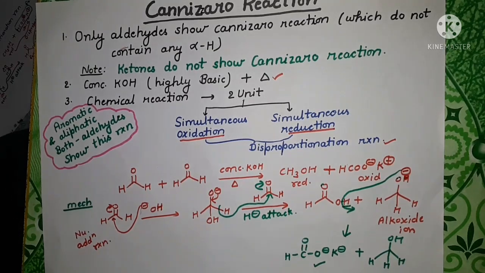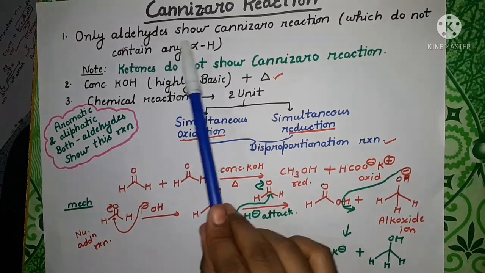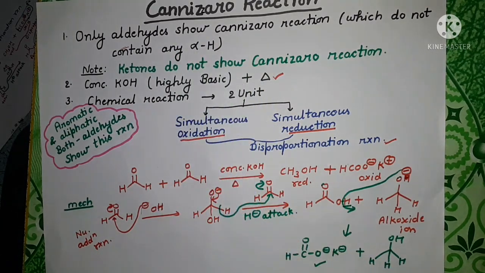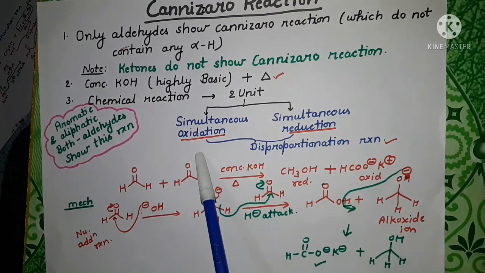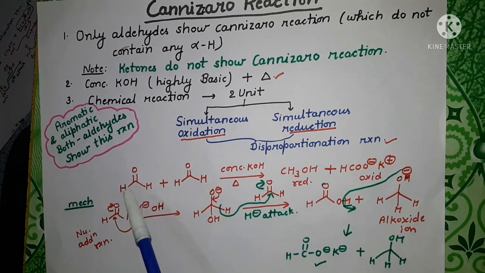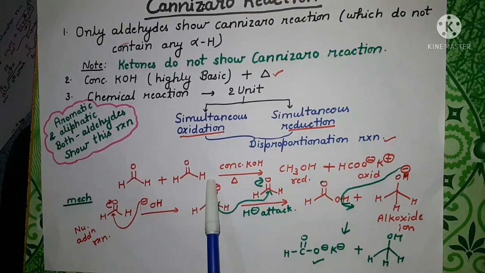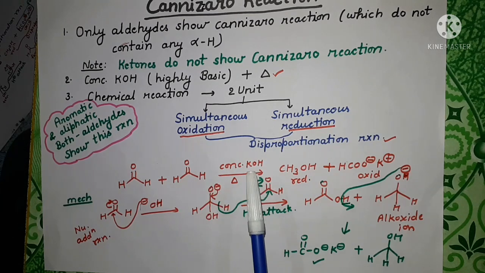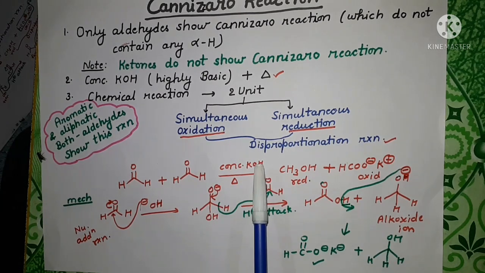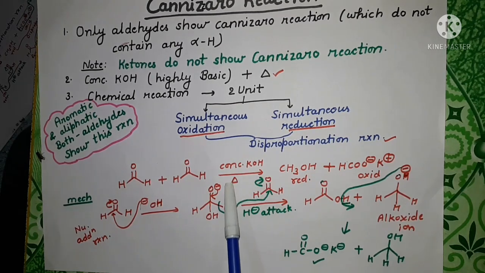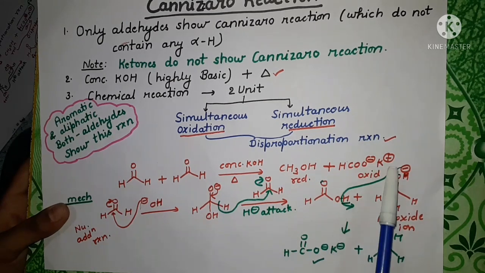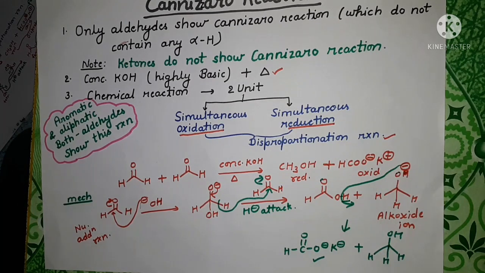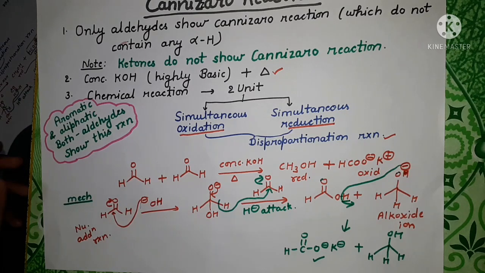All right. So in case of Cannizzaro, it is shown only by the aldehydes having no alpha hydrogen, and we use concentrated KOH, and in this chemical reaction simultaneous oxidation and reduction occurs. 2 moles of formaldehyde we have taken, and after reacting with the concentrated base, and by heating it, we get the alcohol and salt of the acid. That's all.